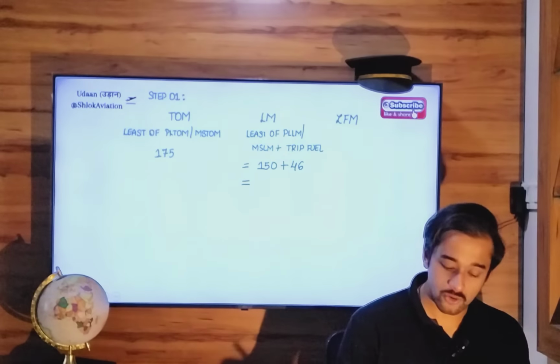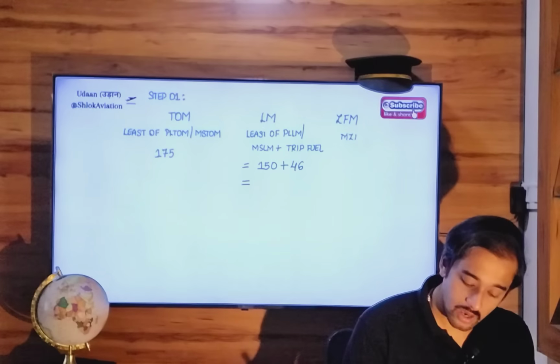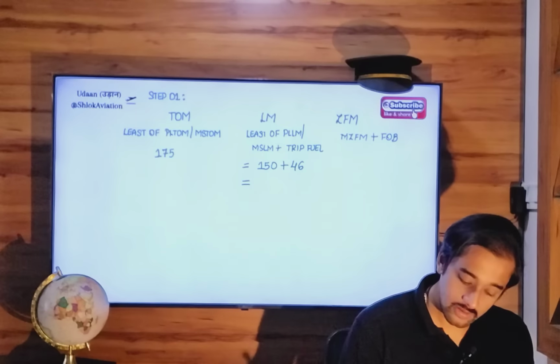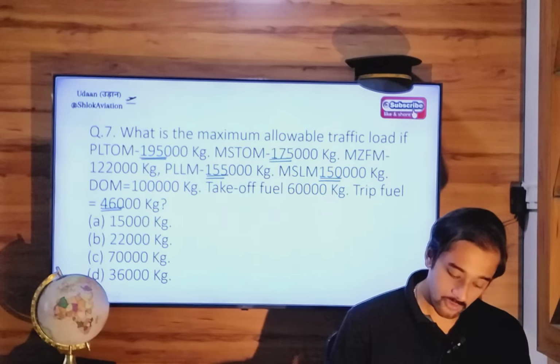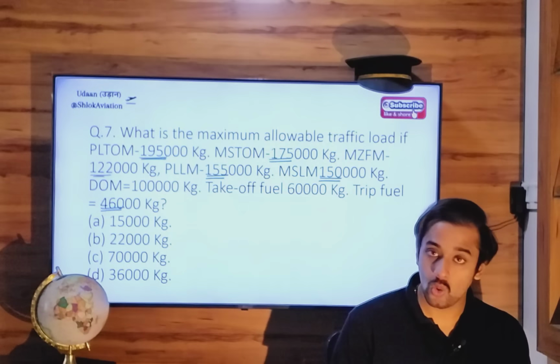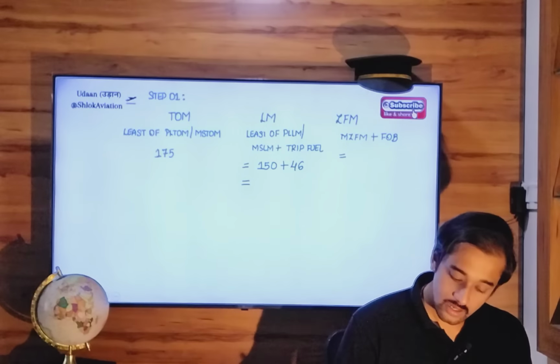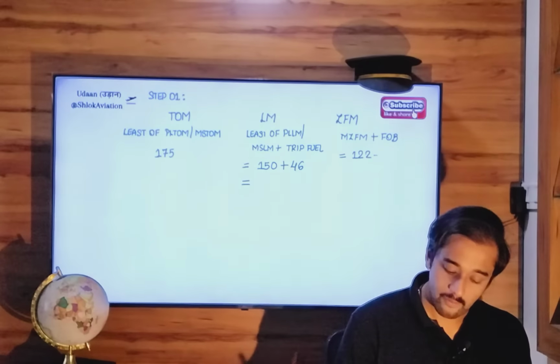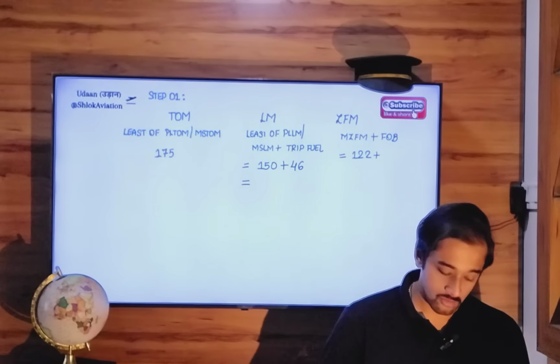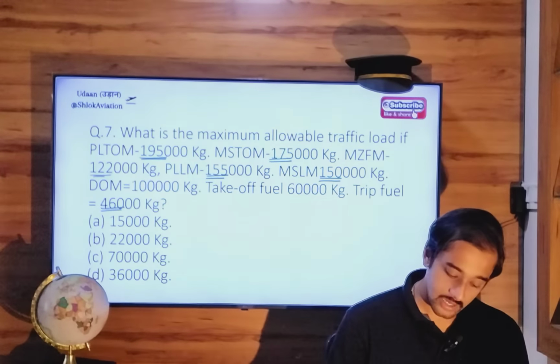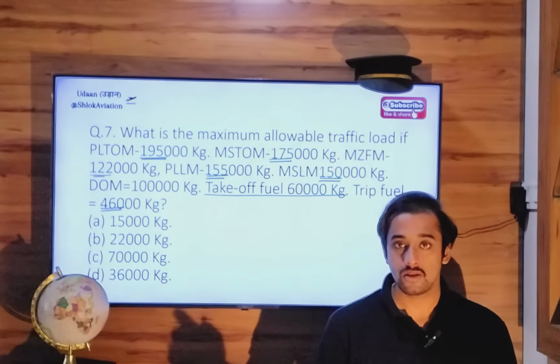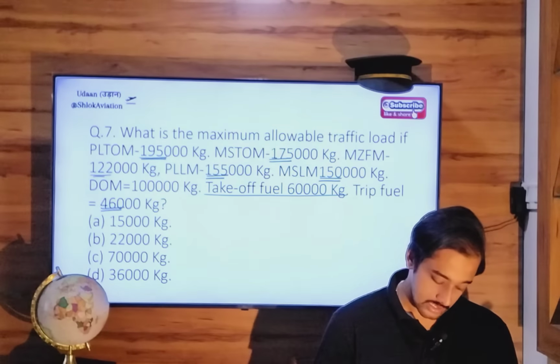Zero fuel mass, you have to write the formula maximum zero fuel mass plus fuel on board or takeoff fuel. So maximum zero fuel mass is 122 plus fuel on board. Fuel on board is what? Takeoff fuel. So which is 60,000. So you can consider 60.